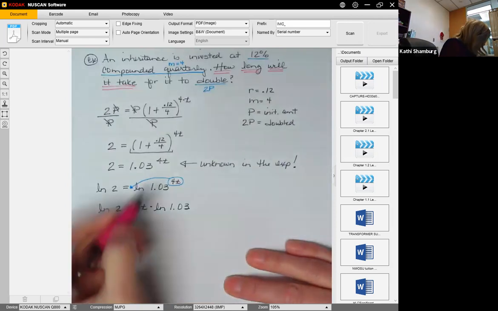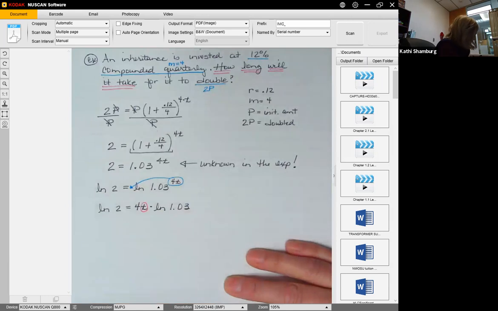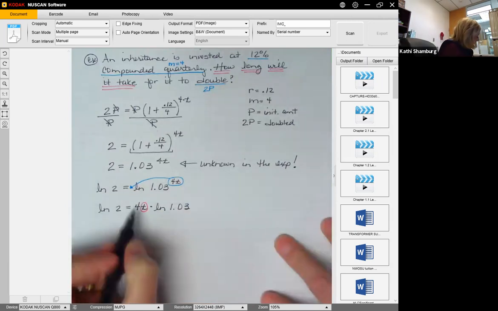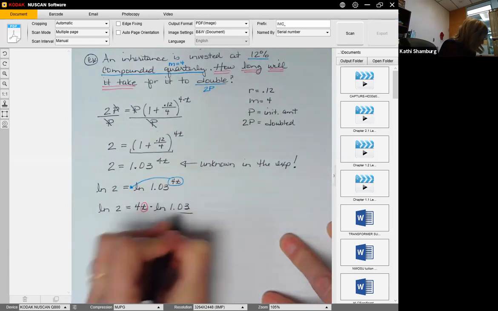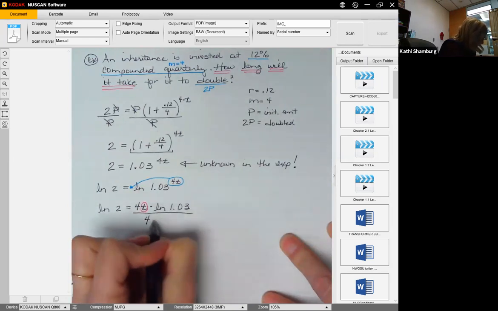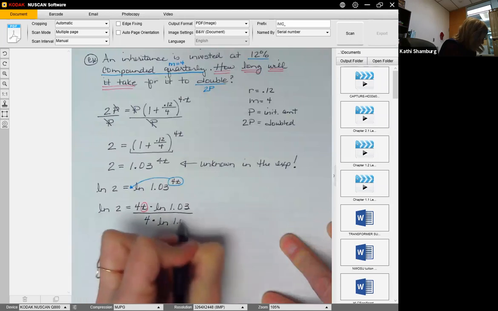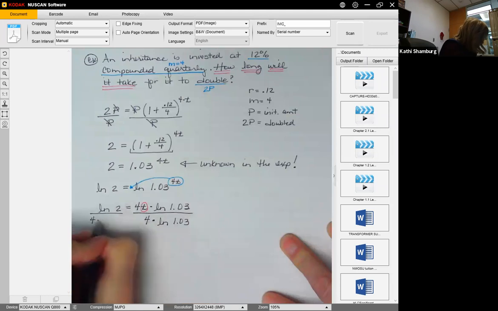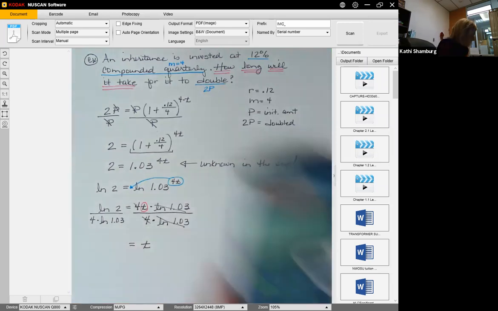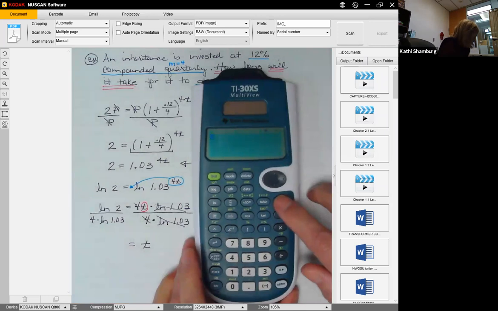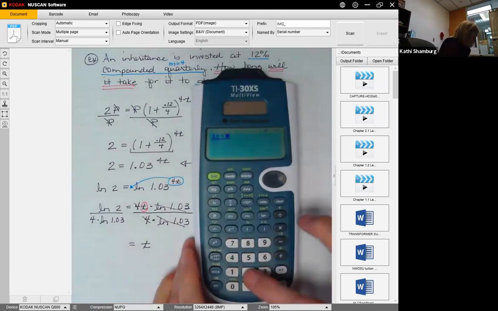Now, our goal is to find out what t is, so I want it by itself on this side of the equation. So we have 4 times t times the natural log of 1.03. So to undo multiplication, we're going to divide. What do we want to get rid of? We want to get rid of the 4 as well as the natural log of 1.03. Whatever you do to one side, you have to do to the other. So these cancel and we're left with t. And then of course, now we go to our calculator and we would have the natural log of 2 over 4 times the natural log of 1.03.